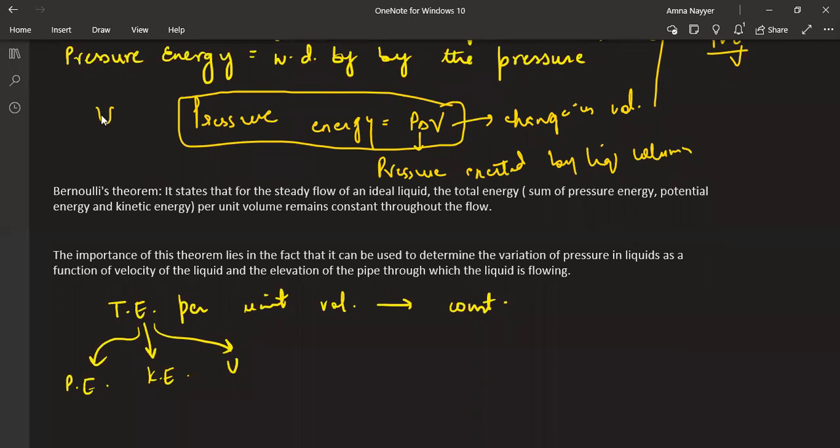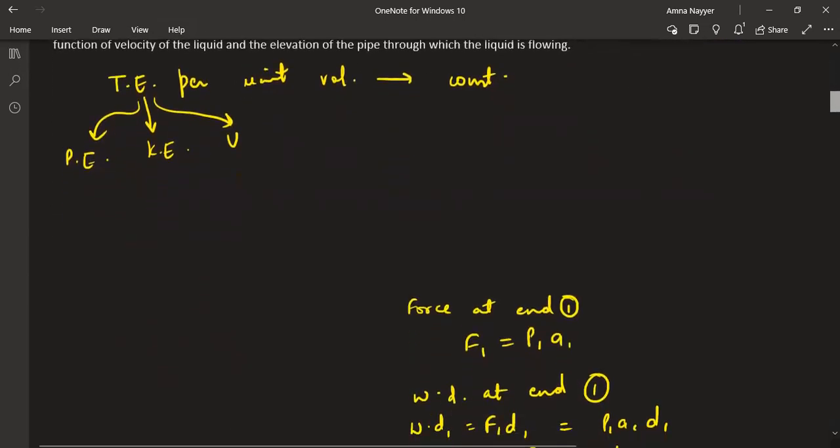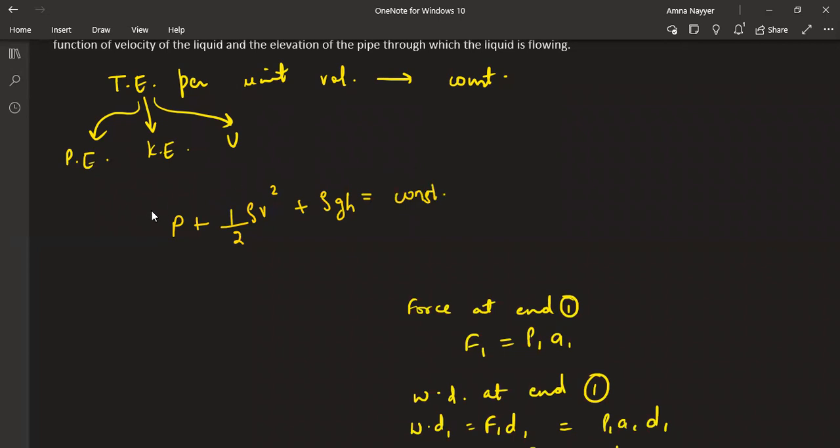Now see, for this we have to do a derivation. There's a derivation for this that can be asked and is usually asked in long answer questions. So see what I'll do. I'll take a random pipe. But before that, let me write down all three. Let's say this is pressure energy, this is half rho V square kinetic energy, plus rho GH potential energy. This is constant.